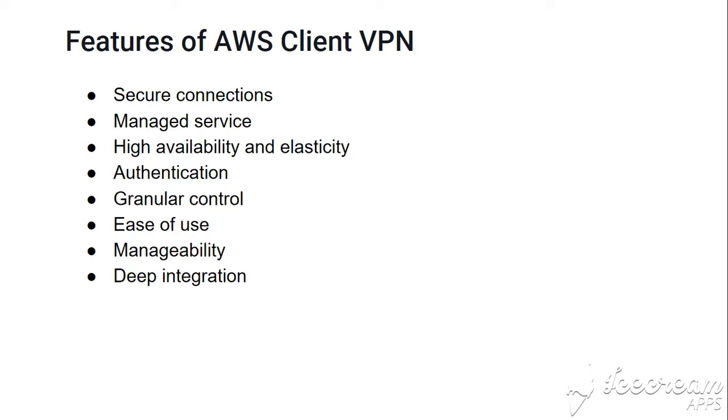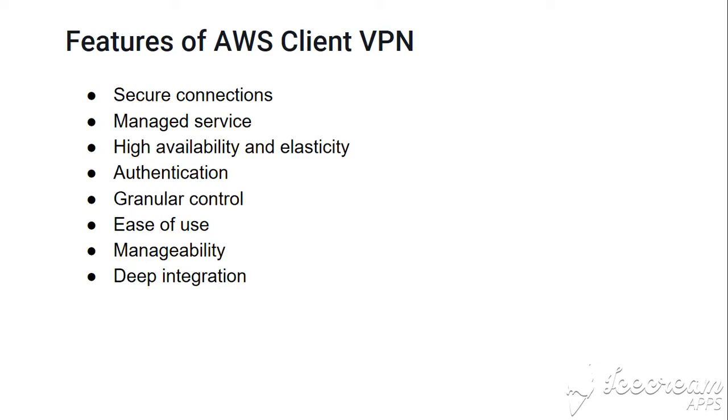Next one is granular control. The AWS Client VPN enables you to implement custom security controls by defining network-based access rules. These rules can be configured at the granularity of the Active Directory groups. So you can also implement access control using security groups.